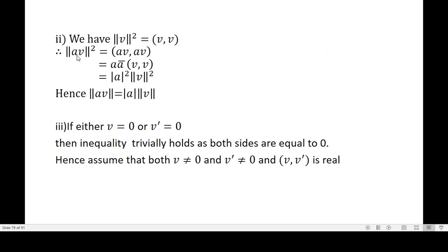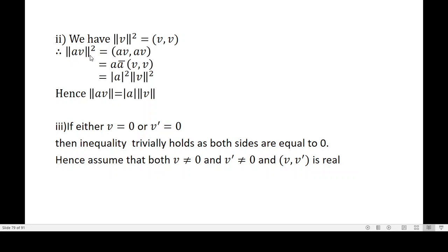Consider norm a into v squared, that is equal to inner product of a into v comma a into v, that is equal to, now use the definition, a into a bar into inner product of v comma v. Here a comes out, and from here we take a bar. So a into a bar, right? A into a bar into inner product of v comma v. But inner product of v with itself is equal to norm v square, isn't it? So inner product of v comma v is norm v squared, and a into a bar is equal to mod a squared.